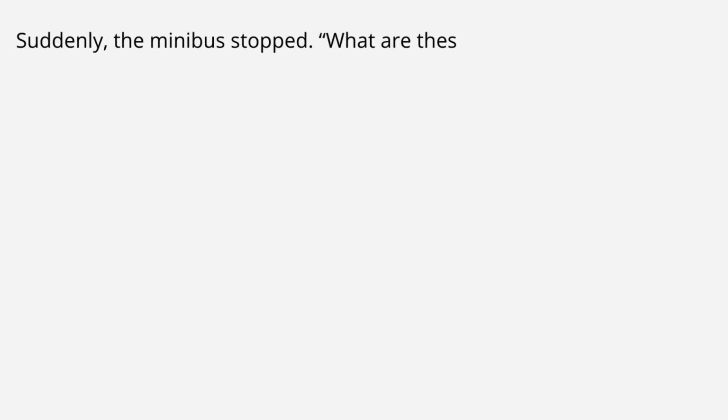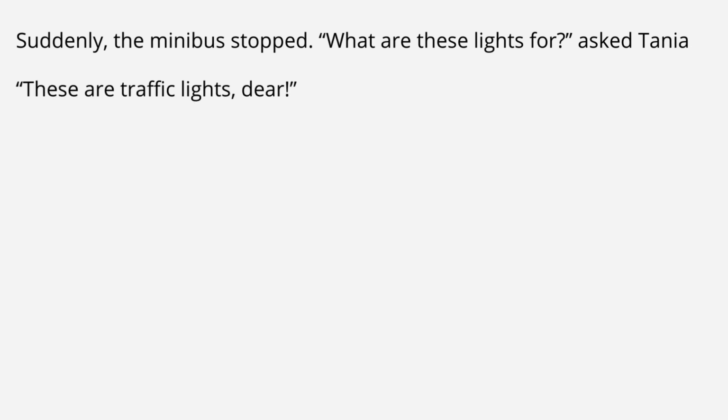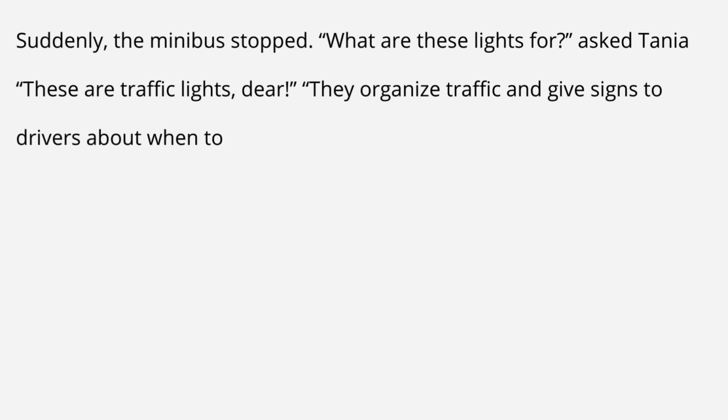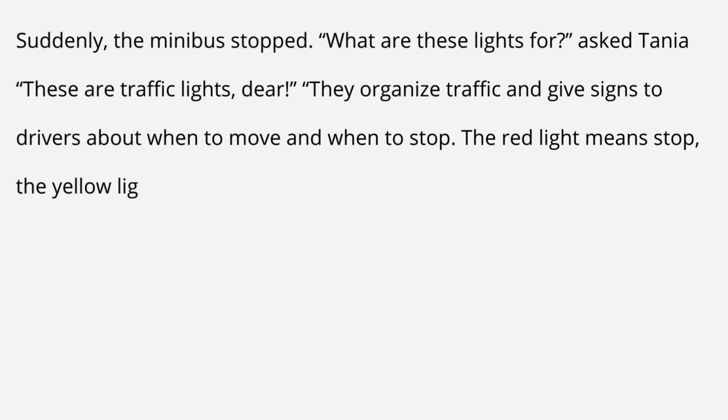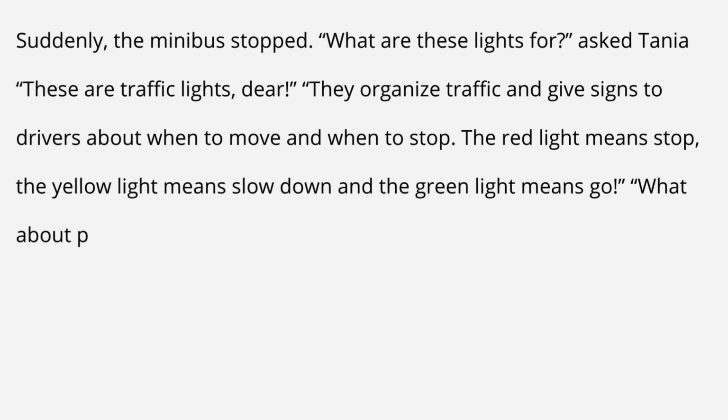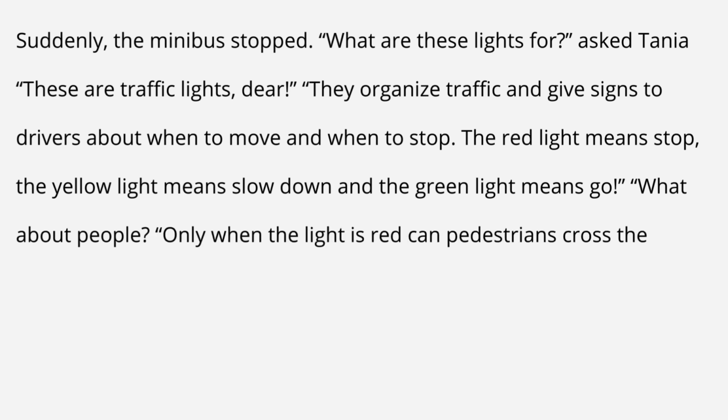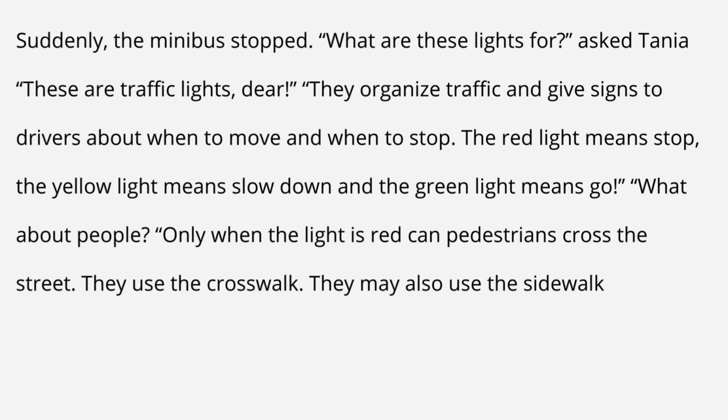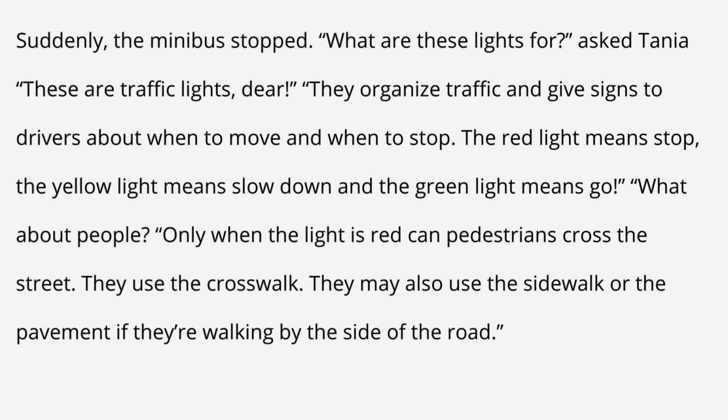Suddenly, the minibus stopped. "What are these lights for?" asked Tanya. "These are traffic lights, dear. They organize traffic and give signs to drivers about when to move and when to stop. The red light means stop, the yellow light means slow down, and the green light means go." "What about people?" "Only when the light is red can pedestrians cross the street. They use the crosswalk. They may also use the sidewalk or the pavement if they're walking by the side of the road."